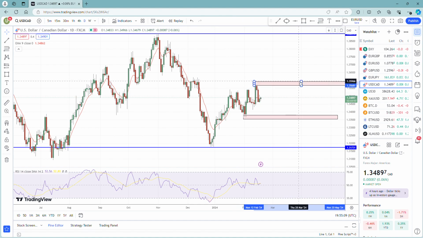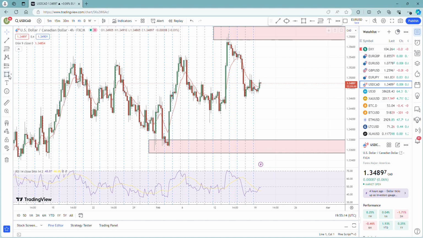Got your 2 levels on daily. Drop the price. Move on to H4. Same thing. Got a level here.